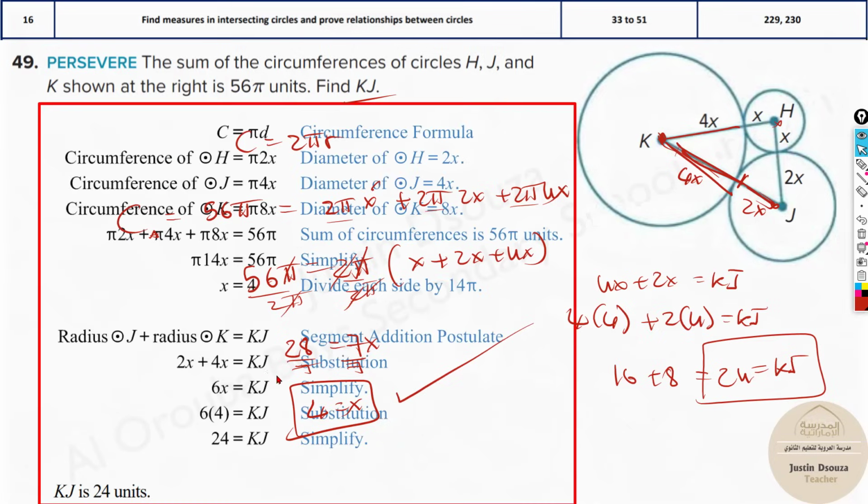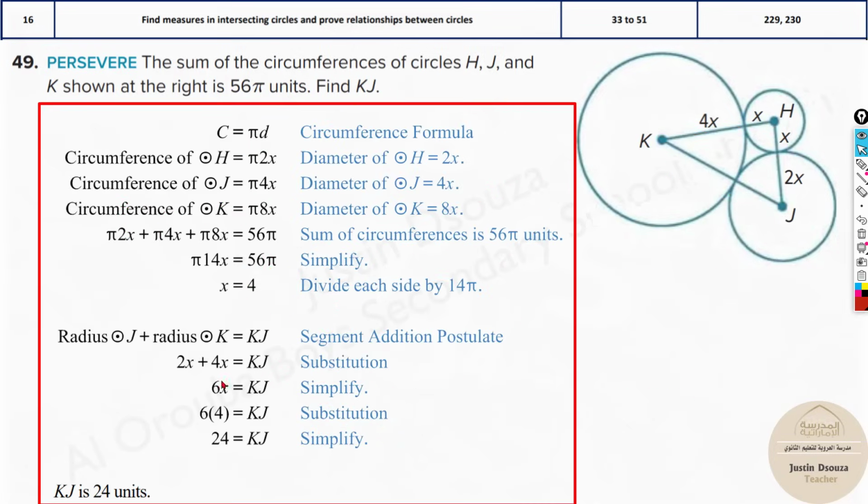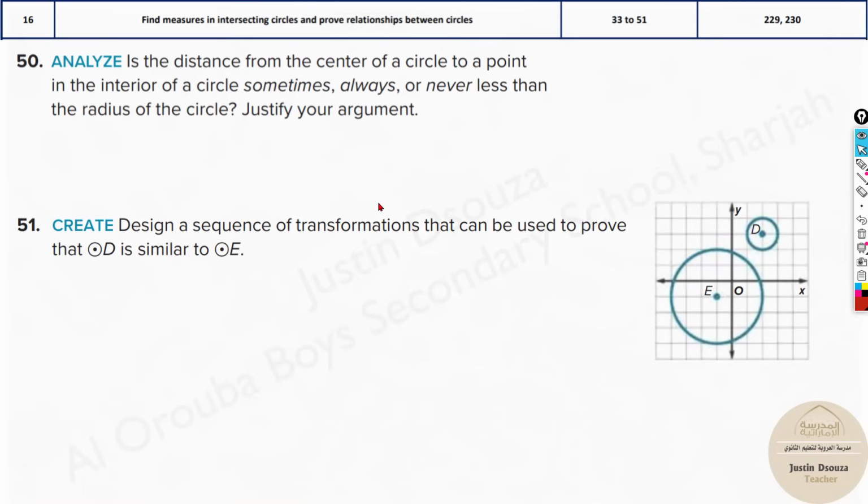This is the method. Let's just check it out. Yes, 24 units is the correct answer. This is how we can solve them. Now these are the last two problems. Let's quickly go through them.